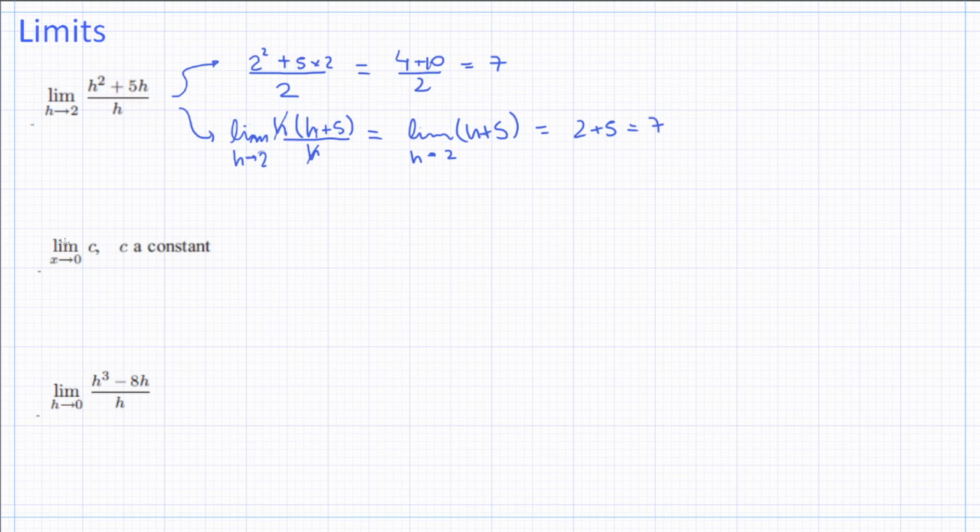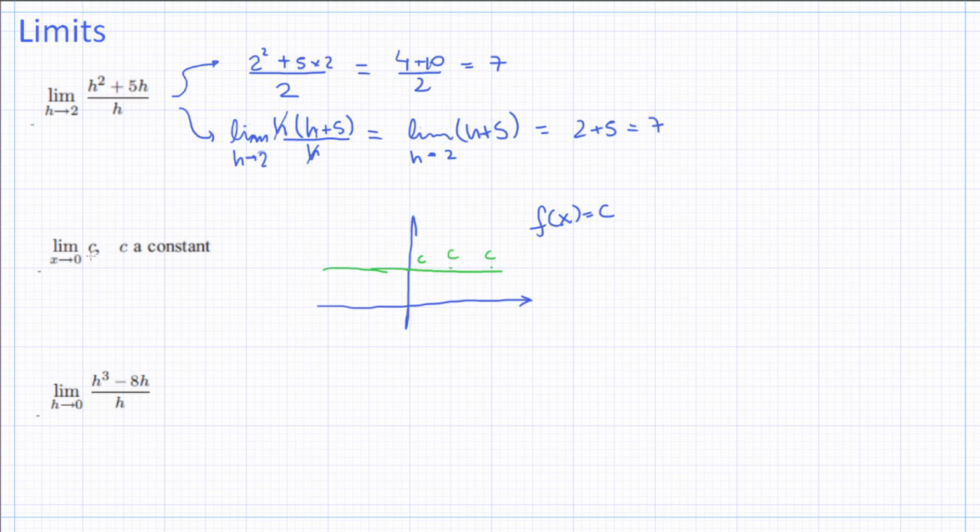Now, next one. I've got the limit of c when x approaches 0, where c is a constant. How does that function look? What would f of x equals c look like? Well, it's a constant, right? If x equals 0, the value will be c. If x equals 1, the value will be c. If x equals 2, the value will be c. So for any value of x, this function is c.